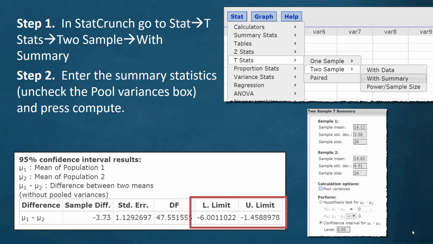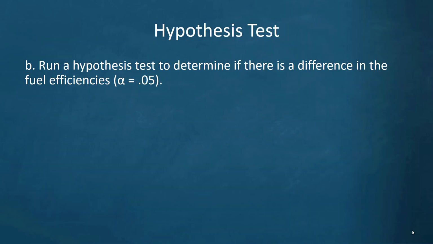And so there is our interval, which is exactly the same as what we obtained when we did the TI and when we did this by hand. You might be off in the thousandths place just due to some rounding issues, but we should be okay. Now let's run a hypothesis test to determine if there's a difference.